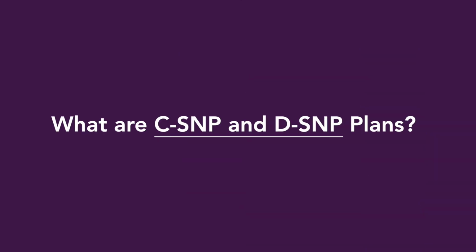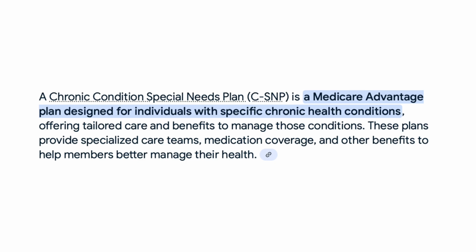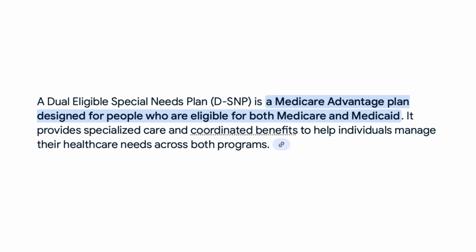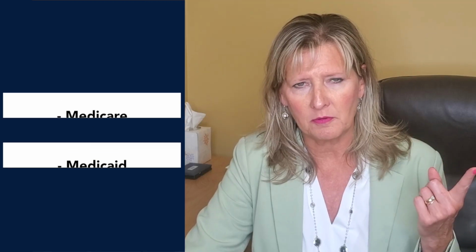What are C-SNP and D-SNP plans? C-SNP actually stands for Chronic Special Needs Plans, and D-SNP stands for Dual Eligible Special Needs Plans. What is dual eligible? You're eligible for Medicare and Medicaid, so you get both, Medicare and Medicaid.